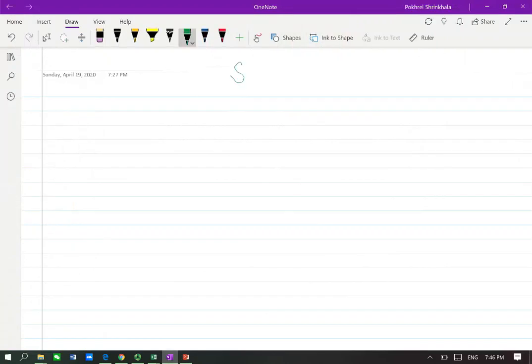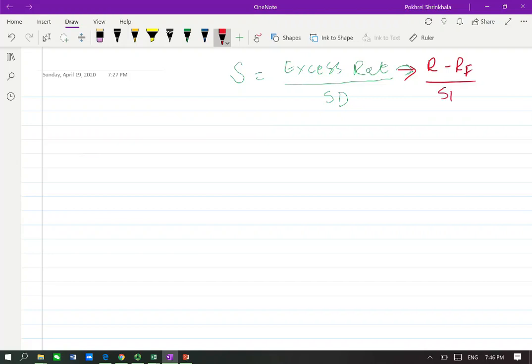Sharpe is equal to excess return divided by the standard deviation, where excess return, as we know now from the formula, is the return of the portfolio minus the risk-free rate, divided by, now standard deviation is the risk. Okay, this is Sharpe. So let us calculate the Sharpe ratio for two funds first.